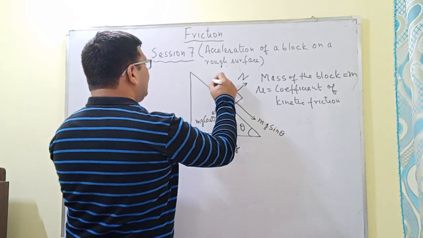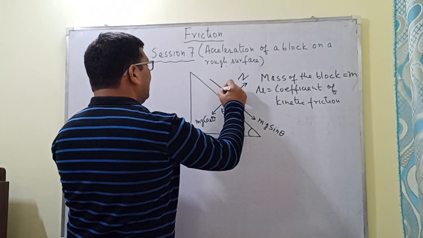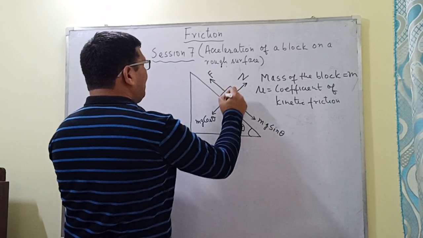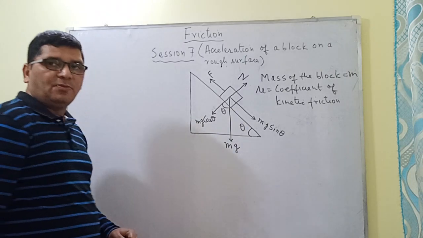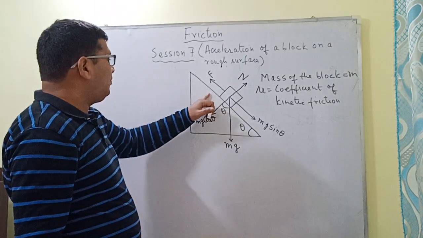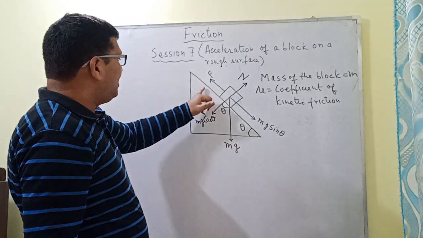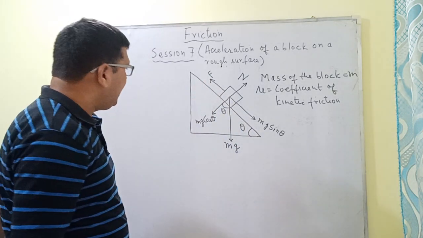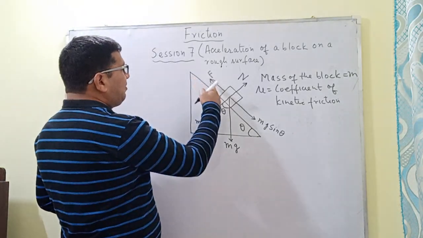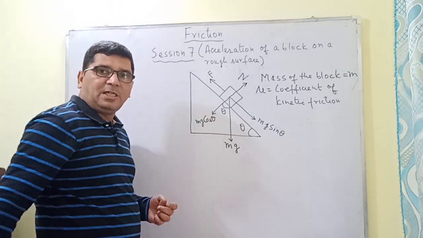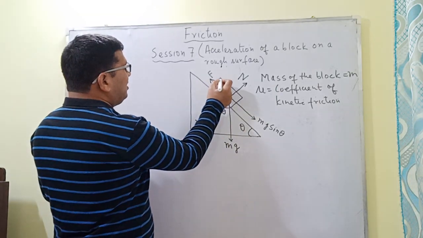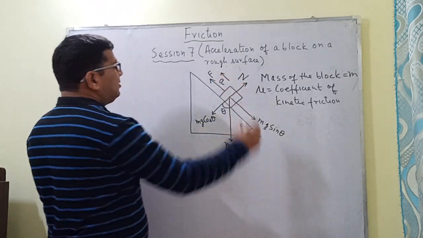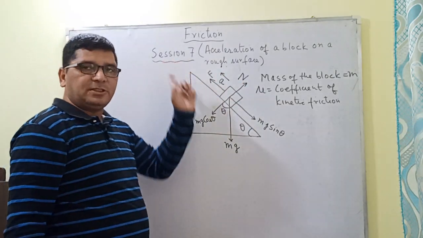Now let us consider that I am applying a force F here. Force F is applied. This is an external force which I have applied, and the direction of this external force is parallel to this inclined surface, and this is applied in this direction, and because of the application of this external force, the acceleration produced in this block is, say, a. That is, the block starts moving in the upward direction.